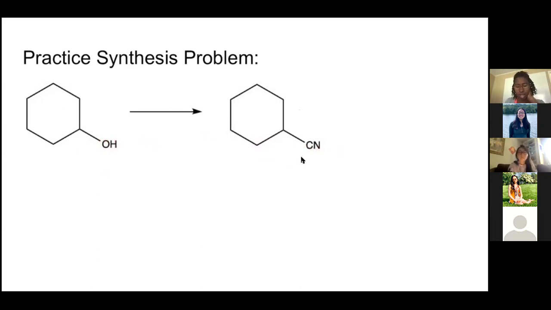So thinking back to the two reactions that we've just covered, does anyone have an idea for how we might be able to start this problem?